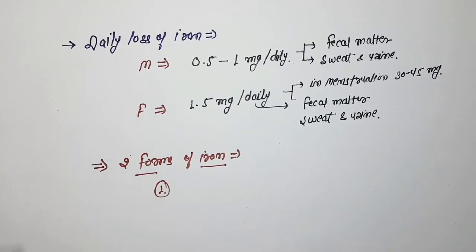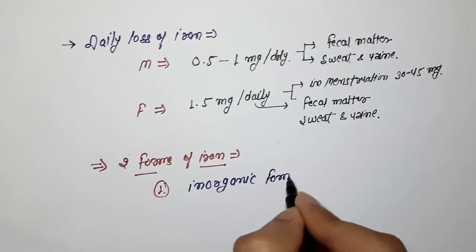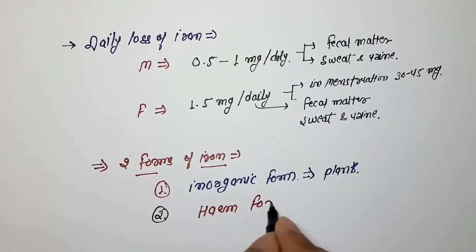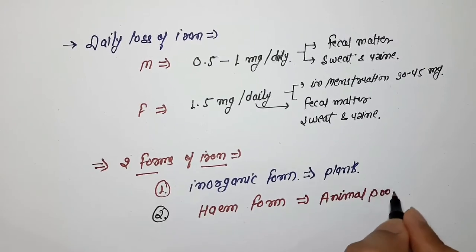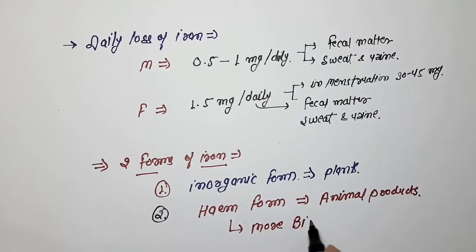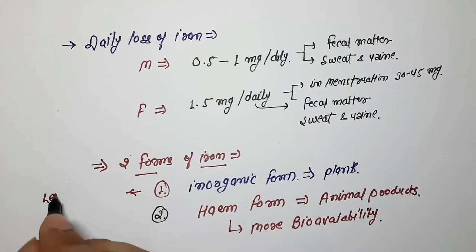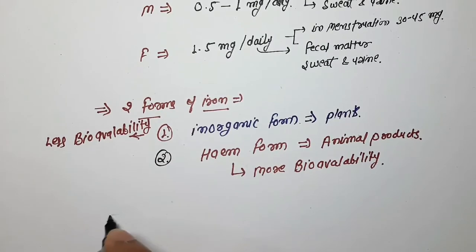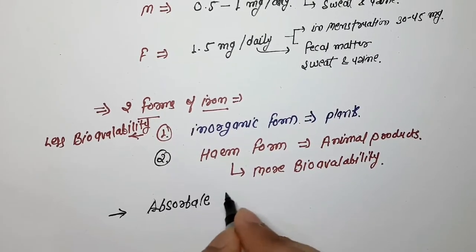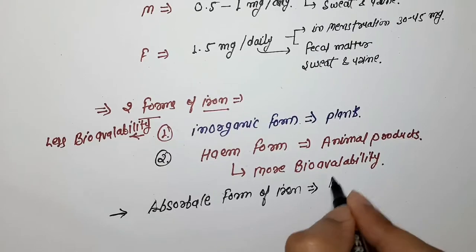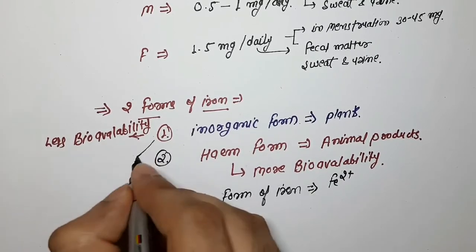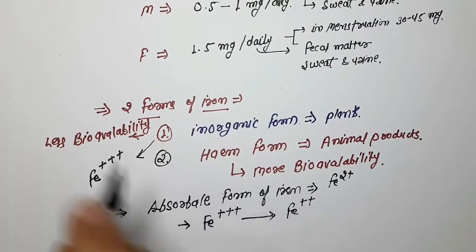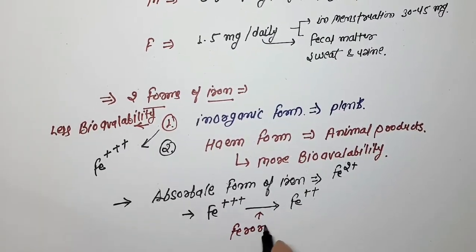Now, 2 forms of iron. The first form is the inorganic form, which we get from plants, and the second form is the heme form, which we get from animal products. The heme form has more bioavailability and the inorganic form has less bioavailability. The absorbable form of iron is Fe2+, but the inorganic form of iron is Fe3+, which makes it more difficult to absorb.